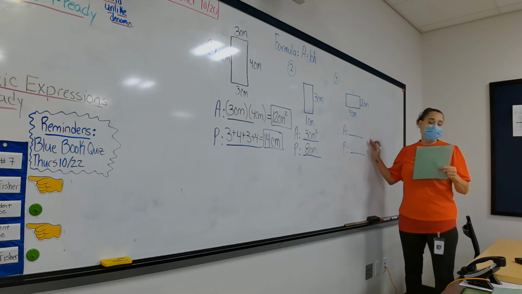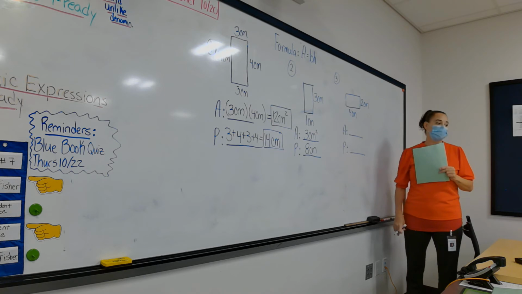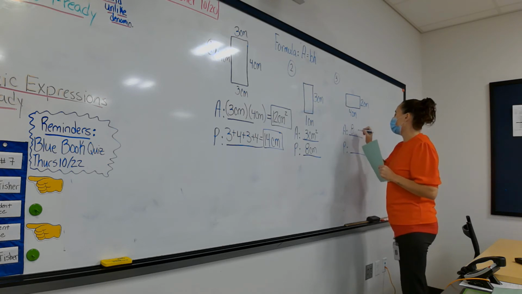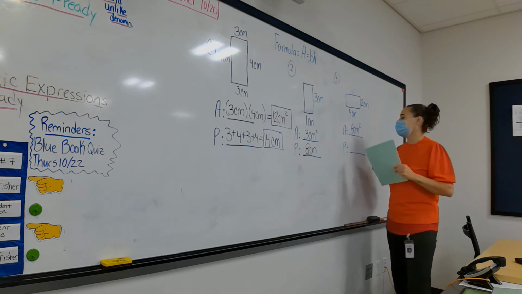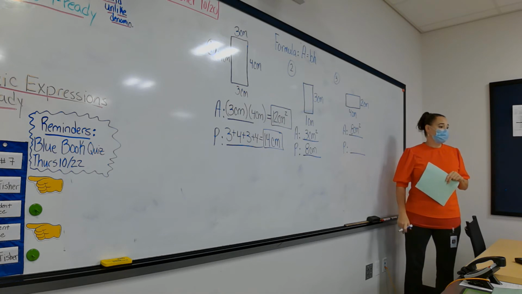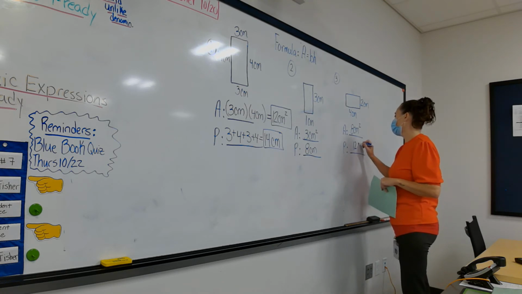Number 3, Ryan, tell me the area. What's the area? Okay, so what's 4 times 2? 8. So it's 8. What's the unit? Centimeters what? Squared. Good. Savannah, what's the perimeter? 12. Perfect. 12 what? Perfect.